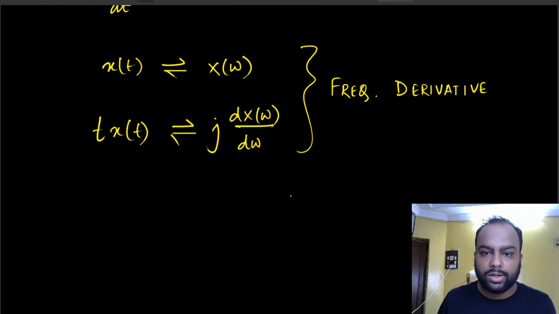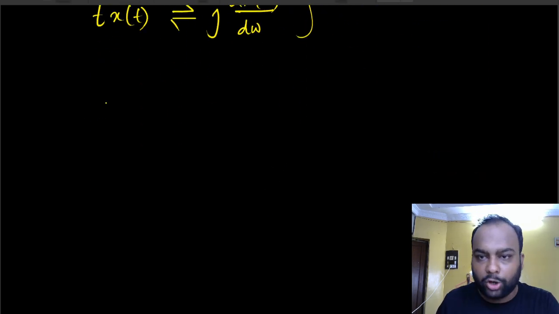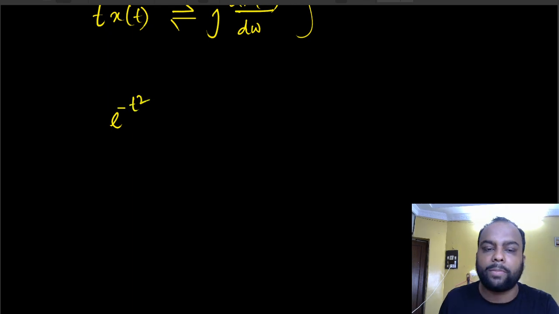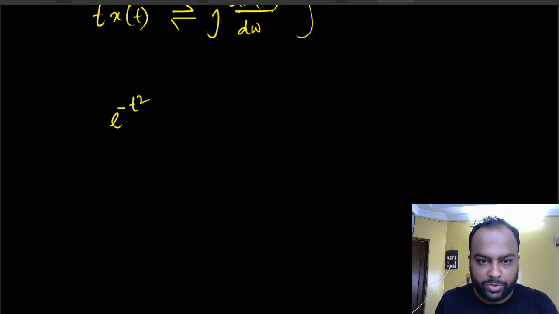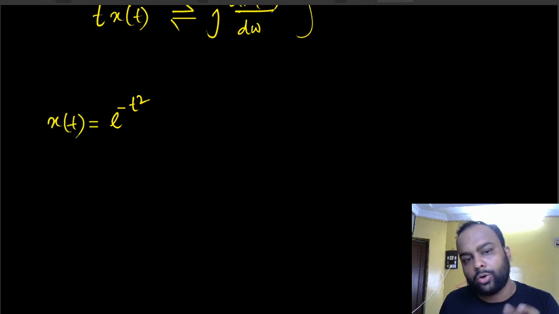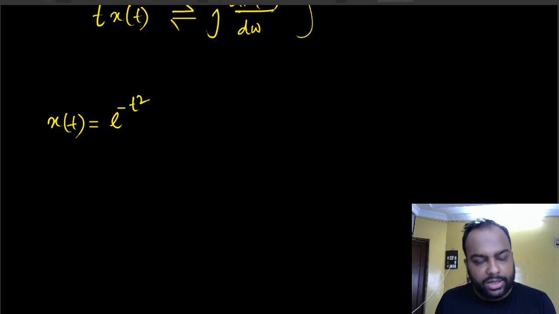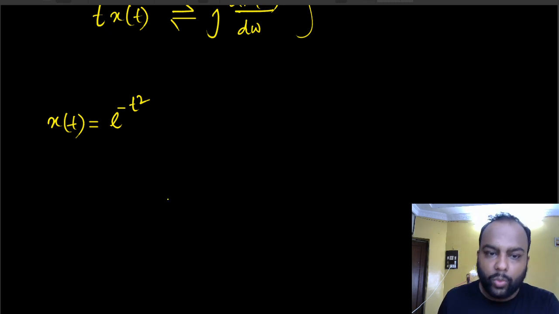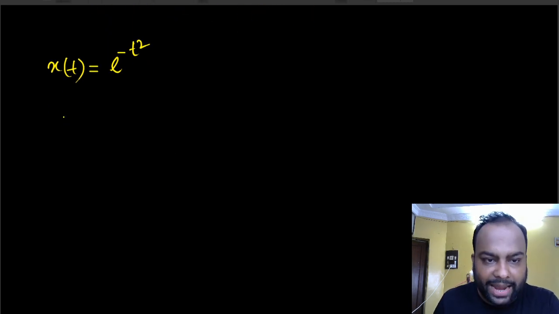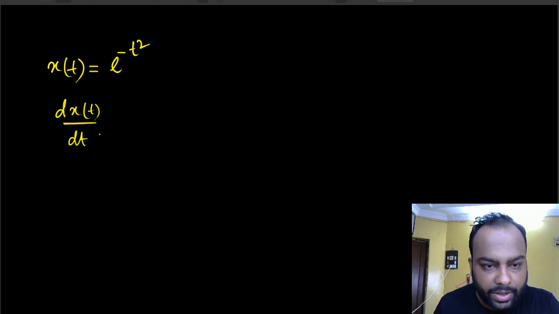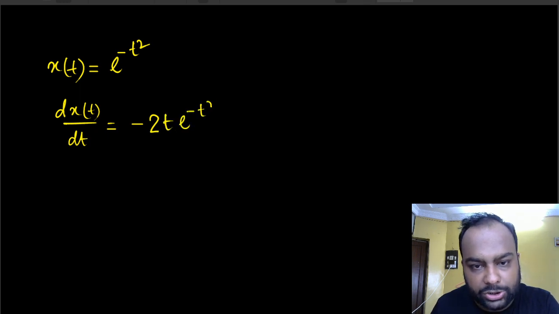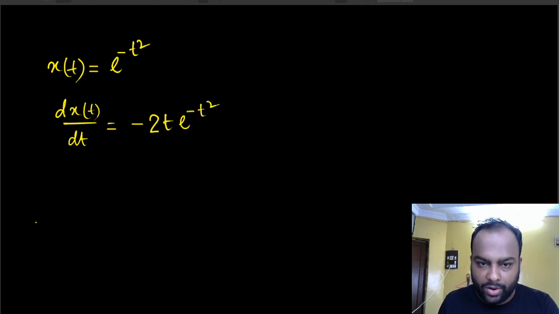All right. Let's go back to our goal. Our objective here is to find the Fourier transform of e to the power minus t square. This is my x(t), the signal for which I am calculating the Fourier transform. With that said, let's calculate the time derivative of this signal. So dx(t)/dt is going to be minus 2t e to the power minus t square, and keep that in mind.